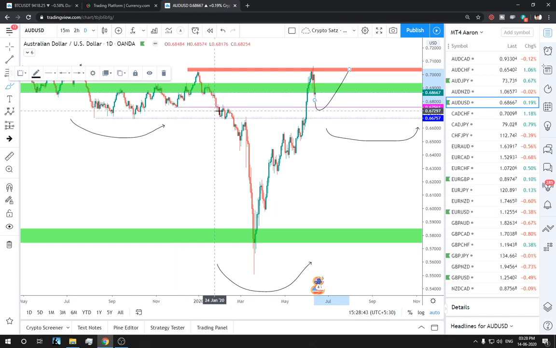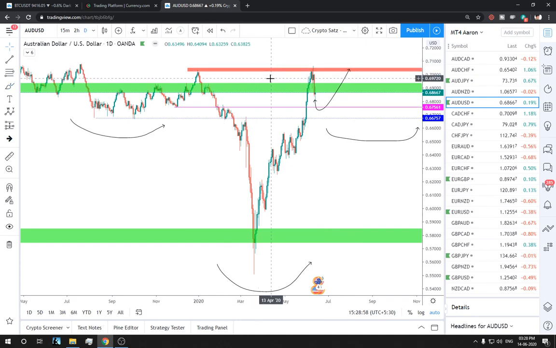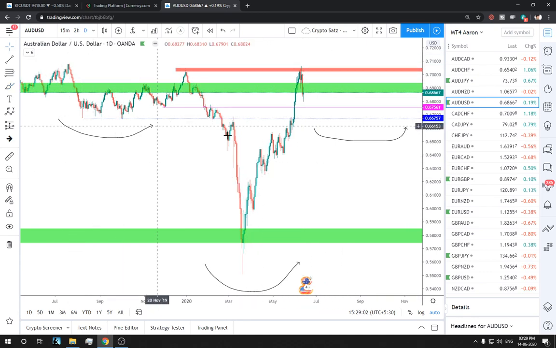Here the market bounced and we had some resistance here, so it was a support and resistance flip. So we have a support here, possibly we can bounce off this purple line, or if that breaks we would come down, touch this blue line and go up. So this is what I'm looking at, guys, for AUDUSD. So it is looking good for a reversal.